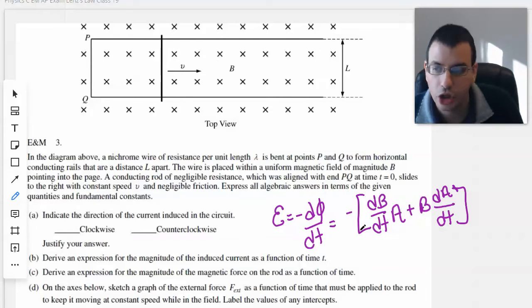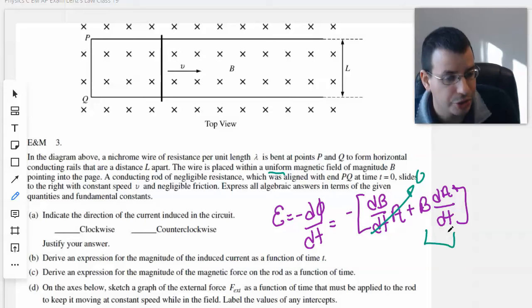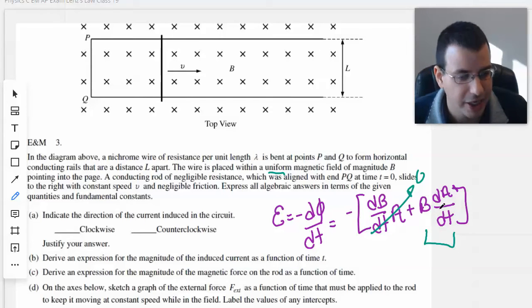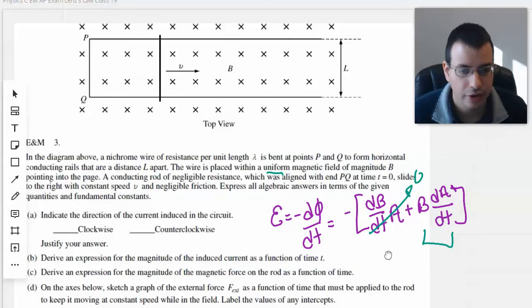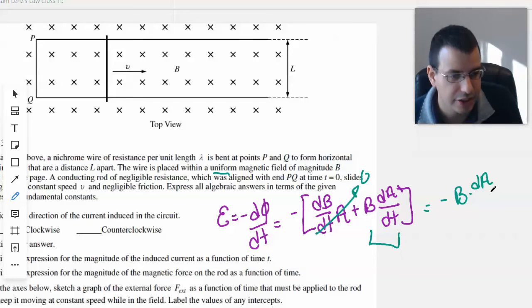So we have a uniform magnetic field. I assume they say that. Uniform, which means that dB/dt equals 0. But this portion right here is not 0. We have a magnetic field times area times t. So we have negative B dA/dt.